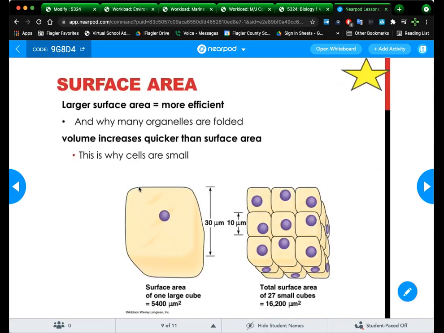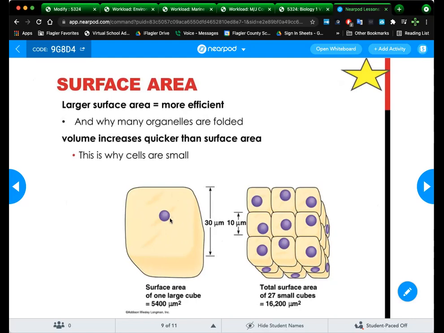Okay, and then just some other things I wanted to touch on. So, this all has to do with surface area, just in general. The reason why cells are so small is because they don't have a large enough surface area. If you had a really large cell, that cell wouldn't be able to take in enough water and get rid of waste efficiently enough because it wouldn't have a large enough surface area.